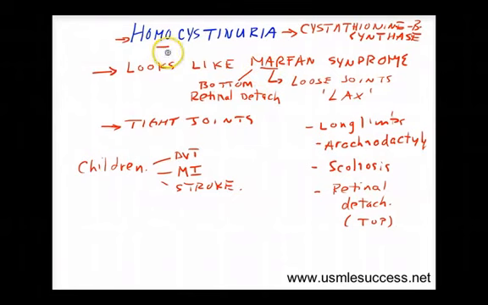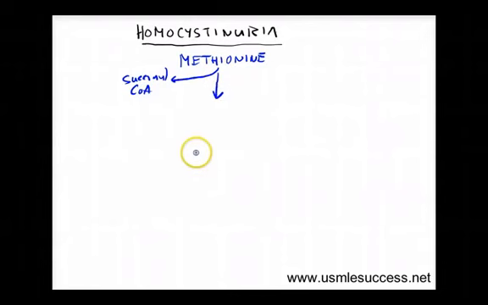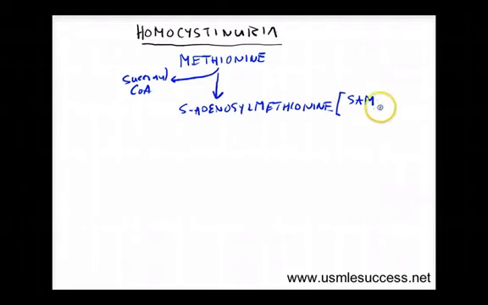Now let's draw out the pathway so you can see exactly what's going on and where the exact enzyme is missing within the pathway. So as I mentioned, we're going to start out with methionine. And methionine is going to be converted to both succinyl-CoA and the important product for our pathway, which is S-adenosyl methionine. And S-adenosyl methionine, don't forget, is SAM. And SAM is a methyl donor involved in many reactions throughout biochemistry.